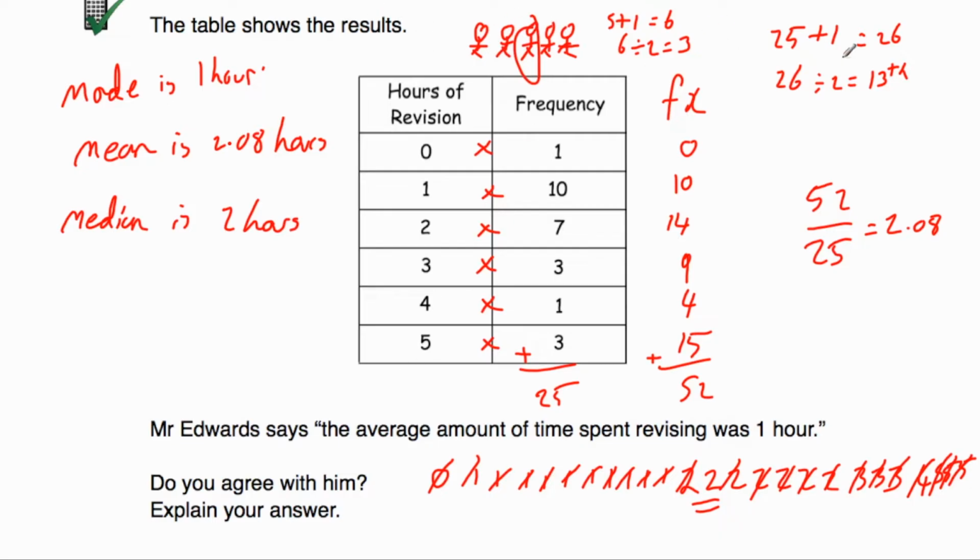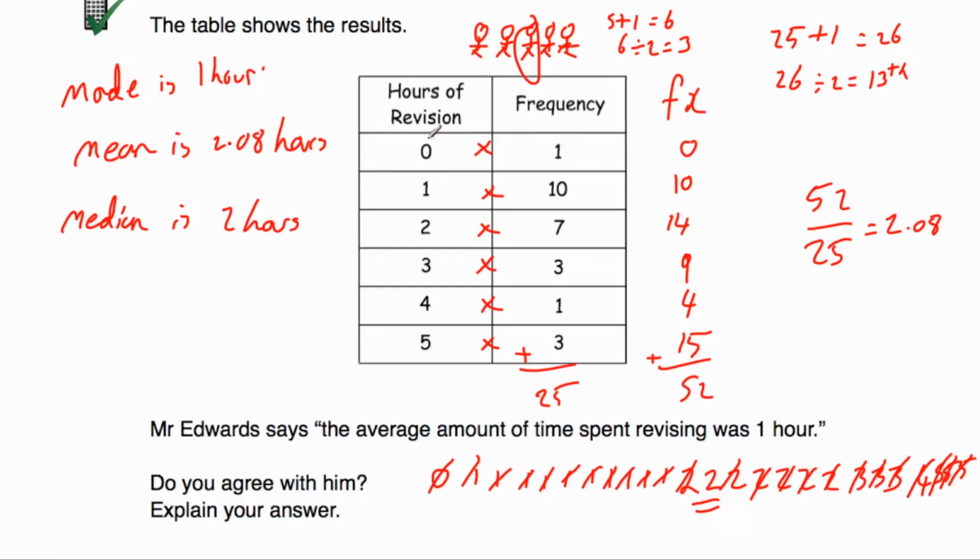Okay, so here, because we were looking for the 13th person, 1, 2, 3, 4, 5, 6, 7, 8, 9, 10, 11, 12, 13th person, and we want to find out how much time they spent revising, a quick way to do it would have been to take the total frequency, 25, add 1, which is 26, and half it to be the 13th person. And then we can just look at our frequencies and find where the 13th person would be.